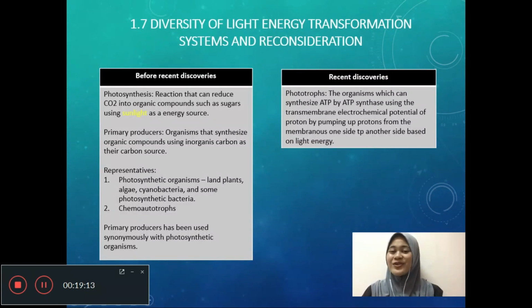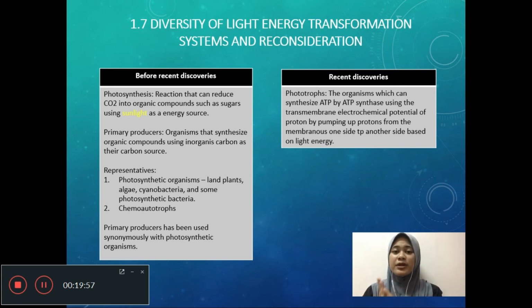Okay, now we move to the last subtopic in the diversity of marine phototrophs. In this subtopic, there are a few terms that need to be known. First, photosynthesis. Photosynthesis is classically a reaction that reduces carbon dioxide into organic compounds such as sugars using sunlight as an energy source. Next, primary producers. Primary producers are organisms that synthesize organic compounds using inorganic carbon as their carbon source. They include photosynthetic organisms and chemoautotrophs.